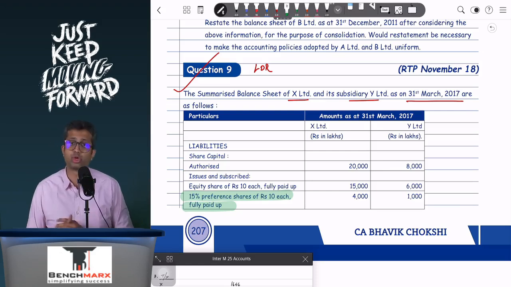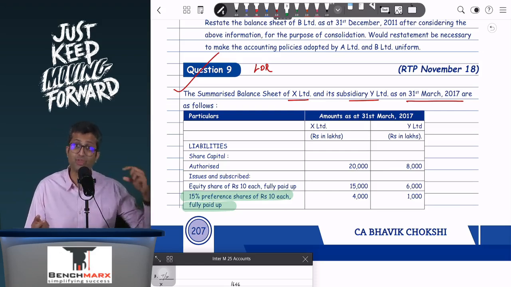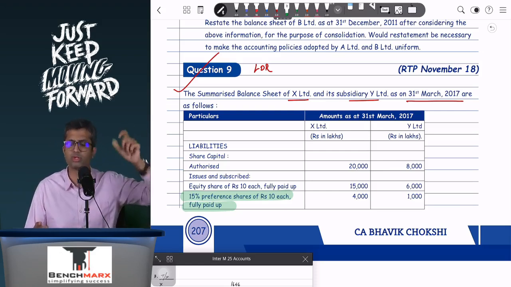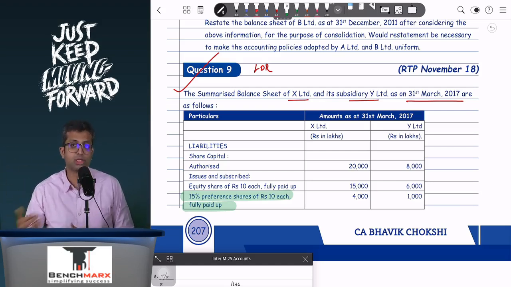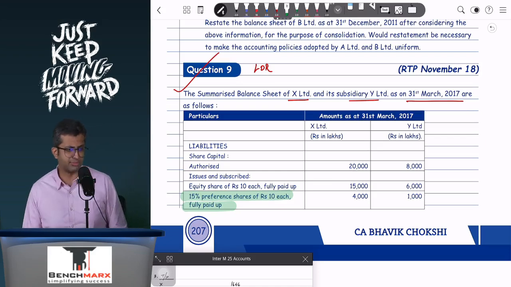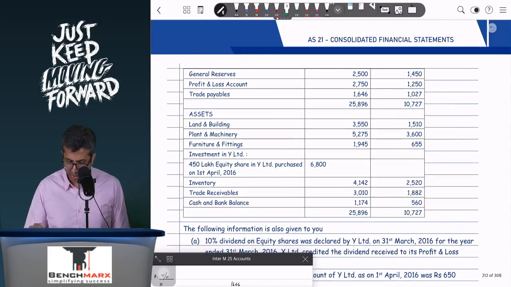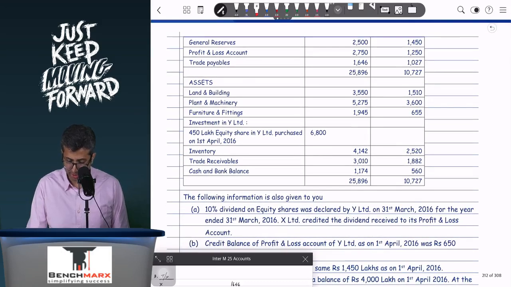If there are preference shareholders which are acquired by the parent, then the investment will be investment in equity shares and investment in preference shares, and the corresponding preference share capital will come along with the goodwill workings. So we'll see that. But the institute has not yet asked you anything material regarding preference shares. Then you have all of this land and building, furniture, investments in Y. This is 450 lakh equity shares in Y, purchased on 1st of April 2016. So the date of acquisition is 1st April 2016.